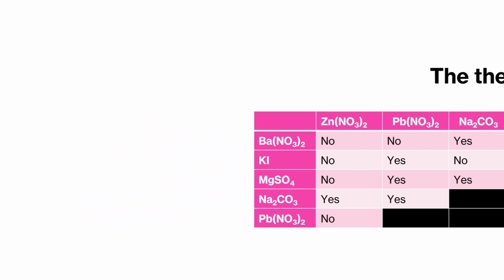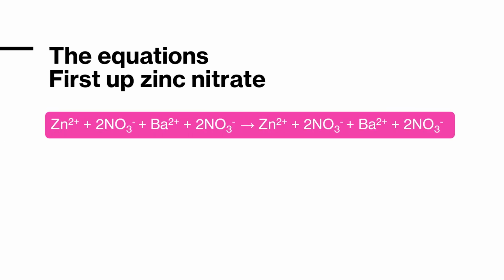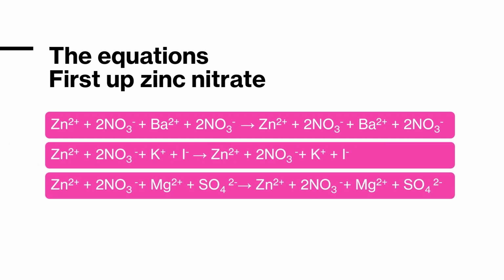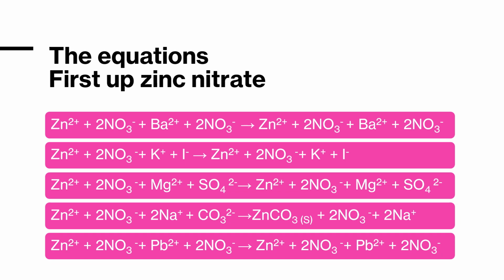Starting with zinc nitrate, which was the first column in the table. The first reaction has no solid product, so every ion is a spectator ion. As with the second and third, all three reactions have all the same ions on both sides and no precipitate occurred. The fourth has a solid precipitate of zinc carbonate, which formed, meaning the nitrate ion and the sodium ion are the spectator ions. And finally, last equation, no precipitate, so every ion was a spectator.